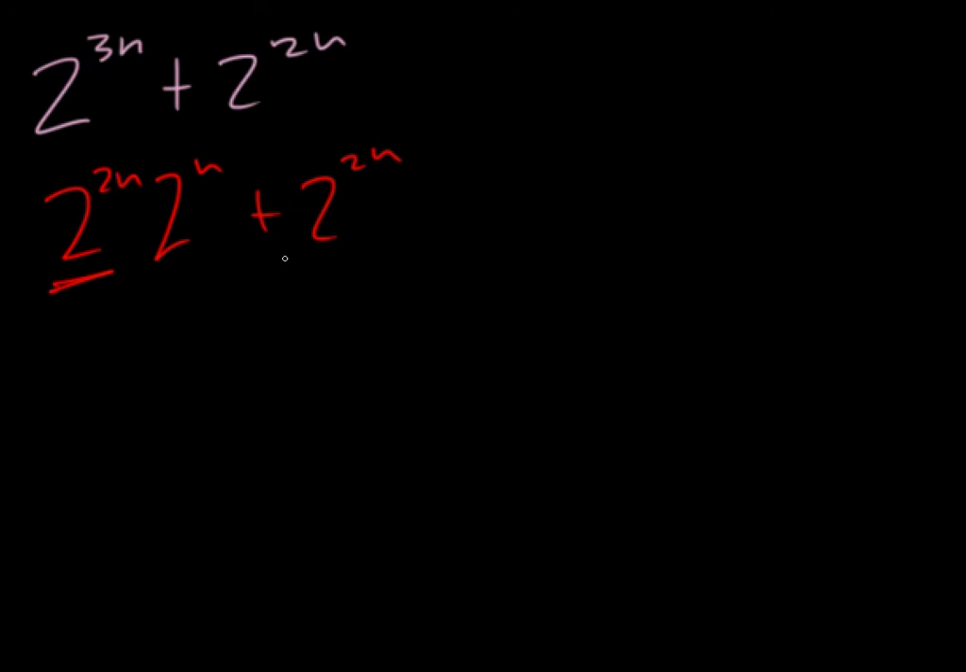Now we have 2 to the 3n plus 2 to the 2n. So breaking it up kind of how we did last time, 3n could be written as 2n plus n. These both have a 2n, or 2 to the 2n.